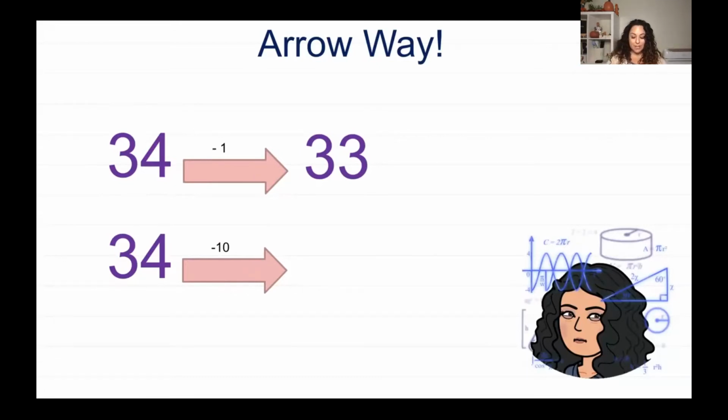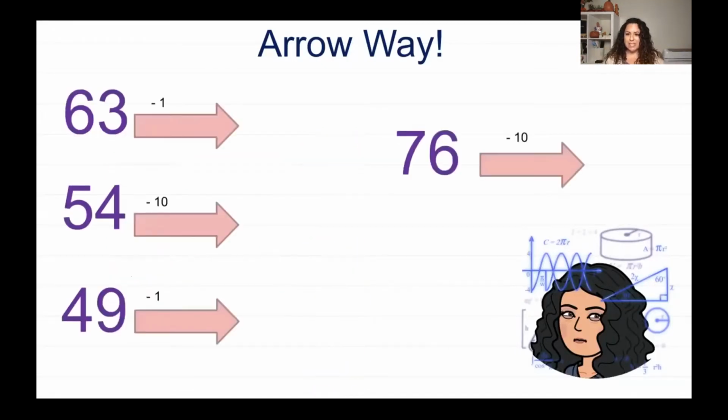But right here, you can see I have the number 34 and it says to take away a 10. So look at this number right here, 34. I have 3 tens. So if I take 1 away from 3, that leaves me with 2 tens. So that means that I have 24. Okay, let's practice a few more.